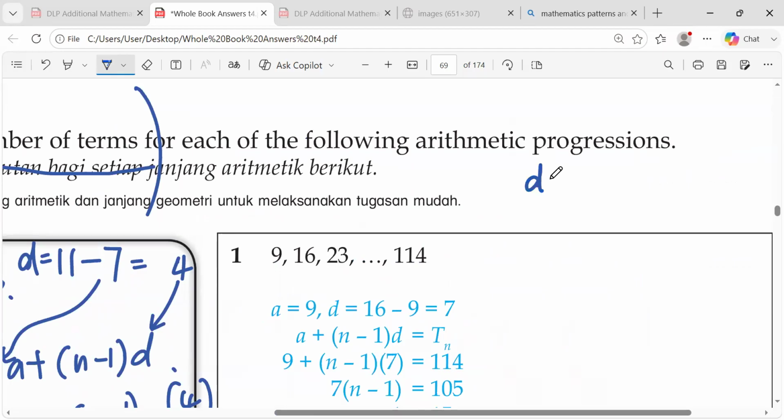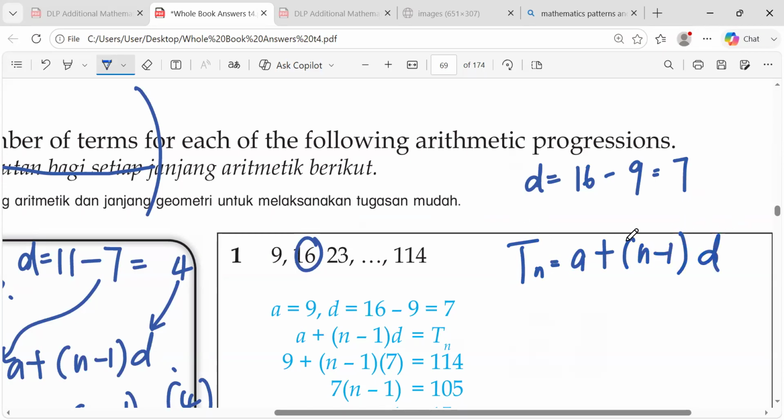Okay, first D: the current term minus the term before. And then I need the formula, and then I substitute it. A is 9, and minus 1, D is 7.